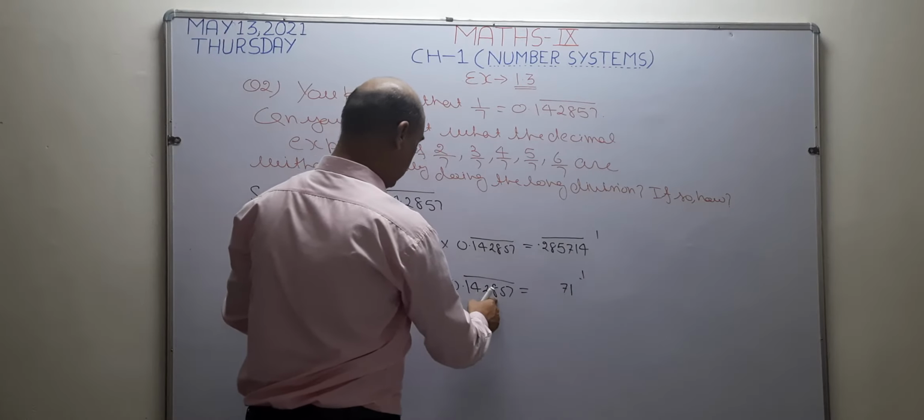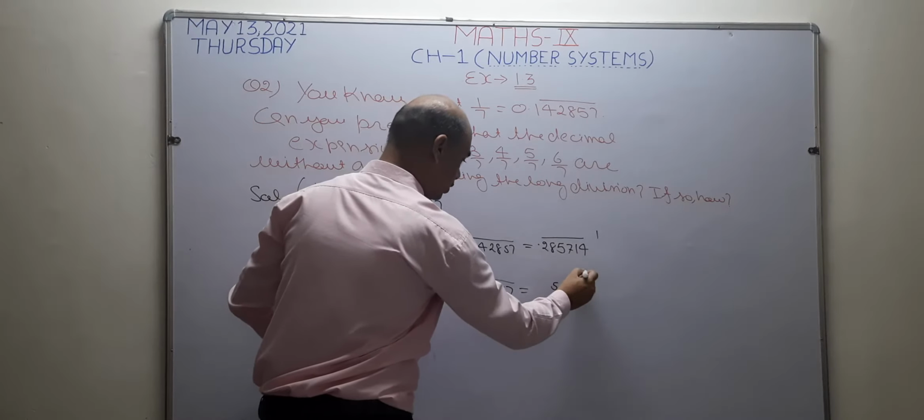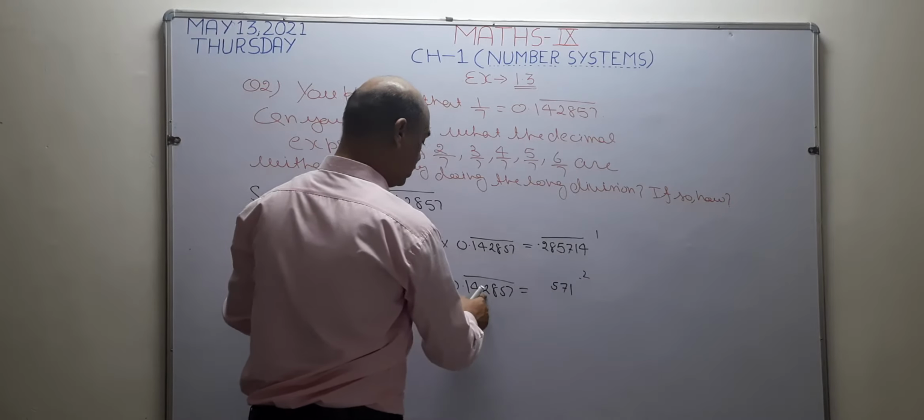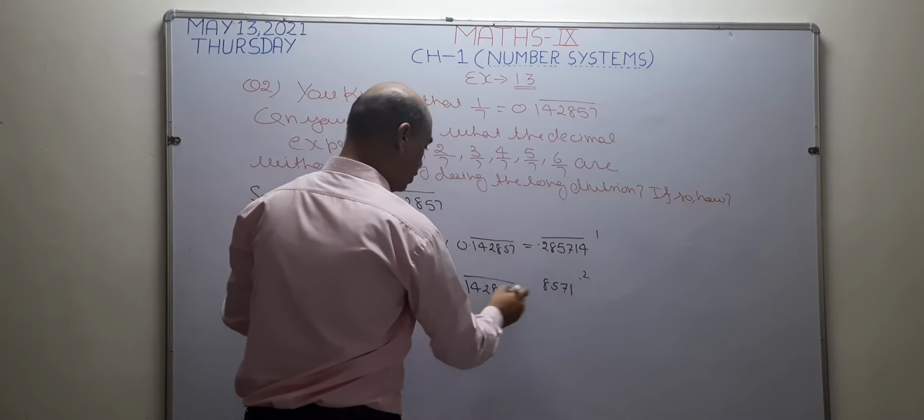3 eights are 24. 24 plus 1, 25. What is left? 2. 3 twos are 6. 6 plus 2, 8. 3 fours are 12.